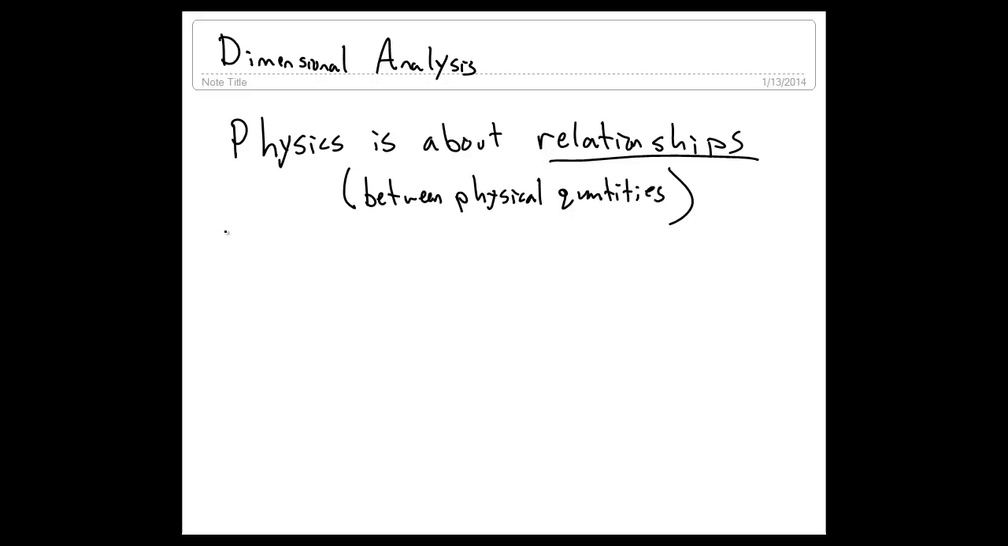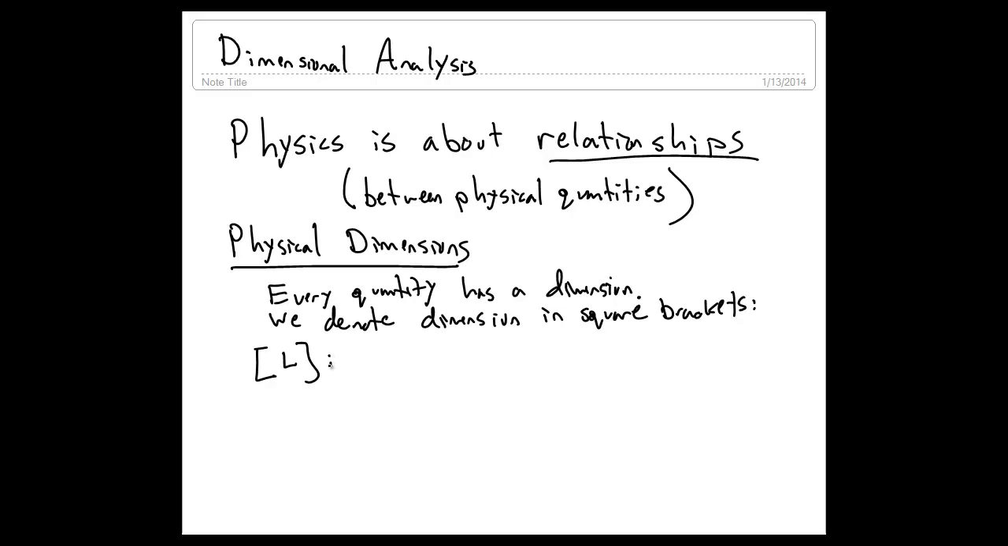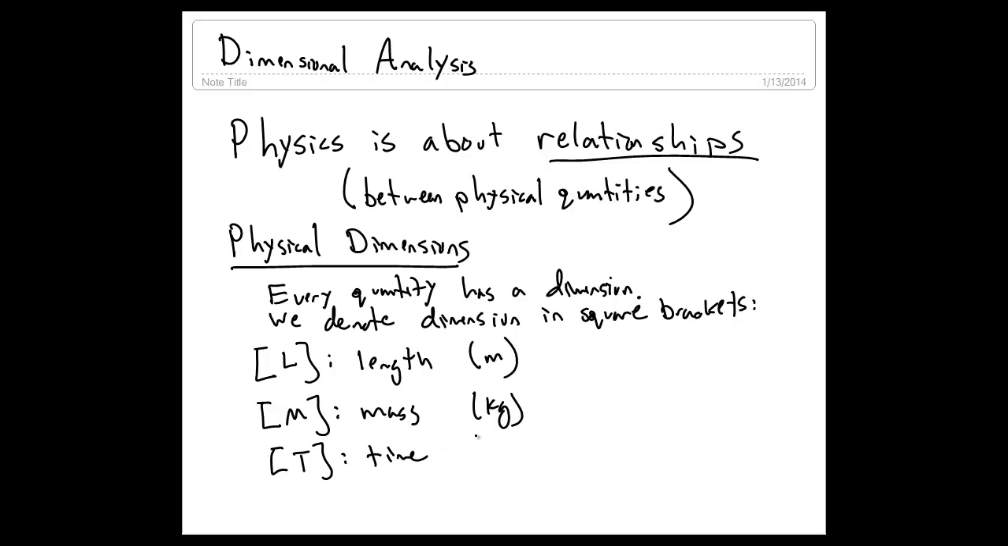The main idea of dimensional analysis that we need to talk about is the idea of physical dimensions. In physical dimensions, every quantity has a dimension. We denote the dimension in square brackets. This is most easily seen in some examples. For instance, square brackets with an L denotes length, and the common SI unit for that is meters. An M in square brackets denotes mass, with its SI units of kilograms, and a T in square brackets we use to denote time, and the SI unit is seconds.